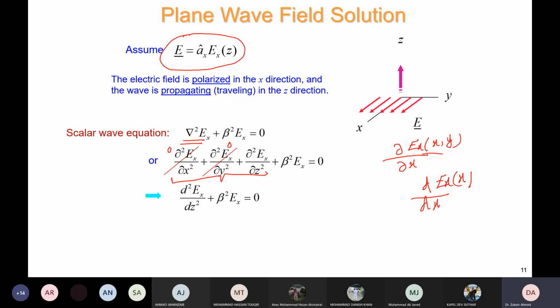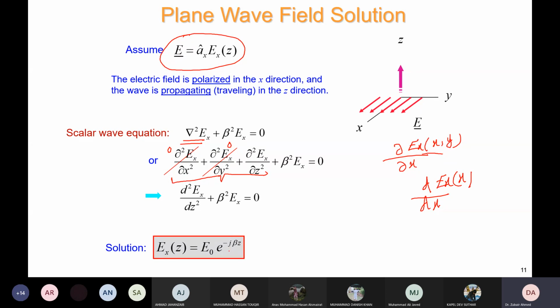So here, because Ex is a function of z only, I can replace this partial derivative with the ordinary derivative. So this is actually a second order ordinary differential equation. You have studied this type of equation in mathematics. What you usually do is form a characteristic equation corresponding to this equation, and then find the roots of it. I'm writing here the final solution of this second order ordinary differential equation. So Ex, which is a function of z, the solution of this equation is E naught exponential of minus j beta z.